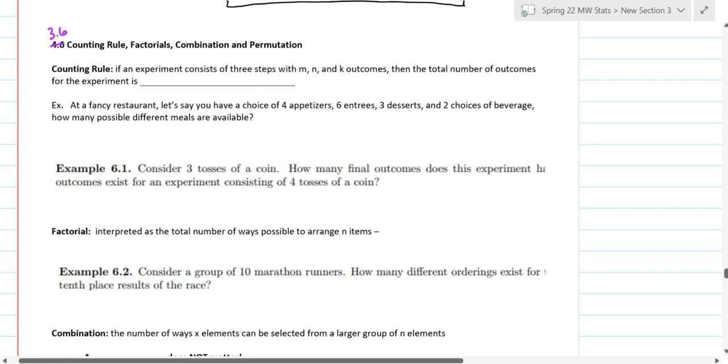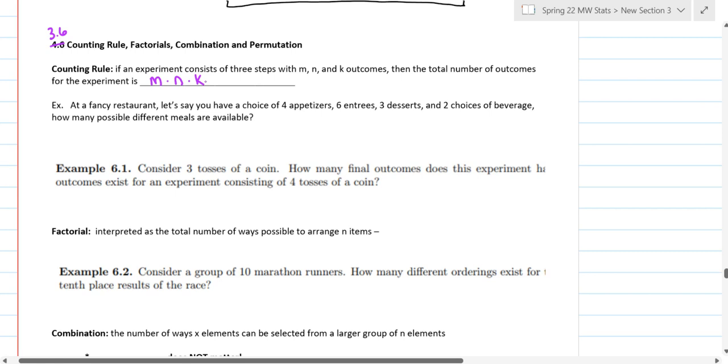All right, counting rule, factorials, combination, and permutation. So the counting rule is: if an experiment consists of 3 steps with m, n, and k outcomes, then the total number of outcomes, you're just going to multiply. So it's m times n times k.